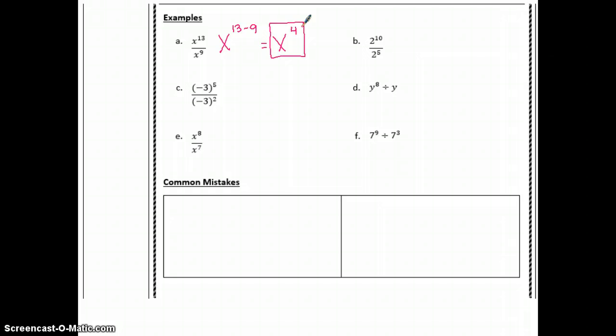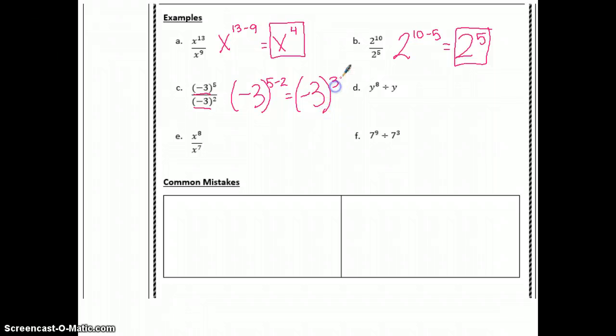Looking at letter B, I have 2 to the 10th divided by 2 to the 5th. Our bases are the same, it's a 2 and a 2. So I'll take 2 to the 10 minus 5, which equals 2 to the 5th. Letter C, I have negative 3 to the 5th divided by negative 3 to the 2nd. My base is negative 3 both times. So I'm going to have negative 3, keep our base the same, so it has to be in parentheses, to the 5 minus 2, which is 3. So we have negative 3 to the 3rd power.